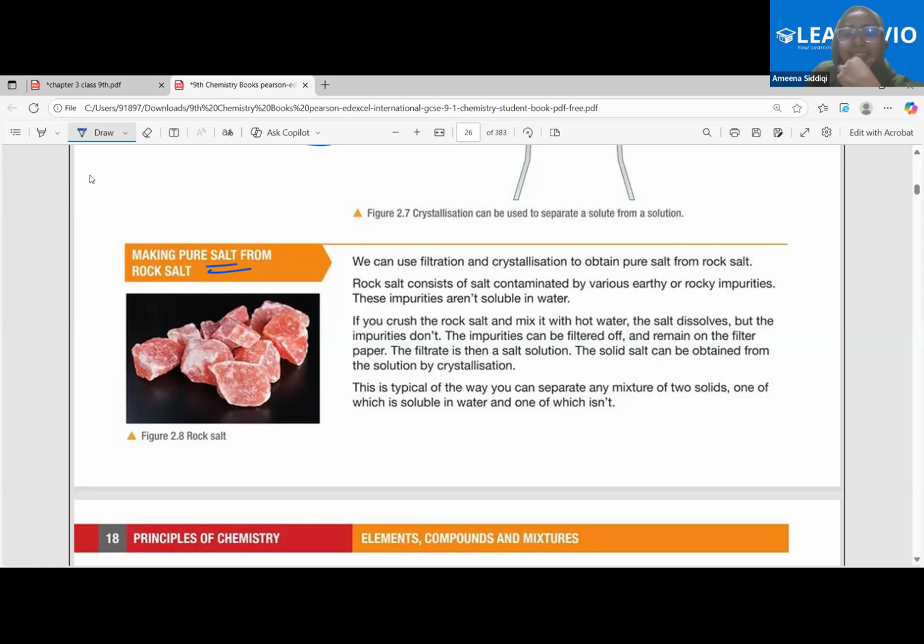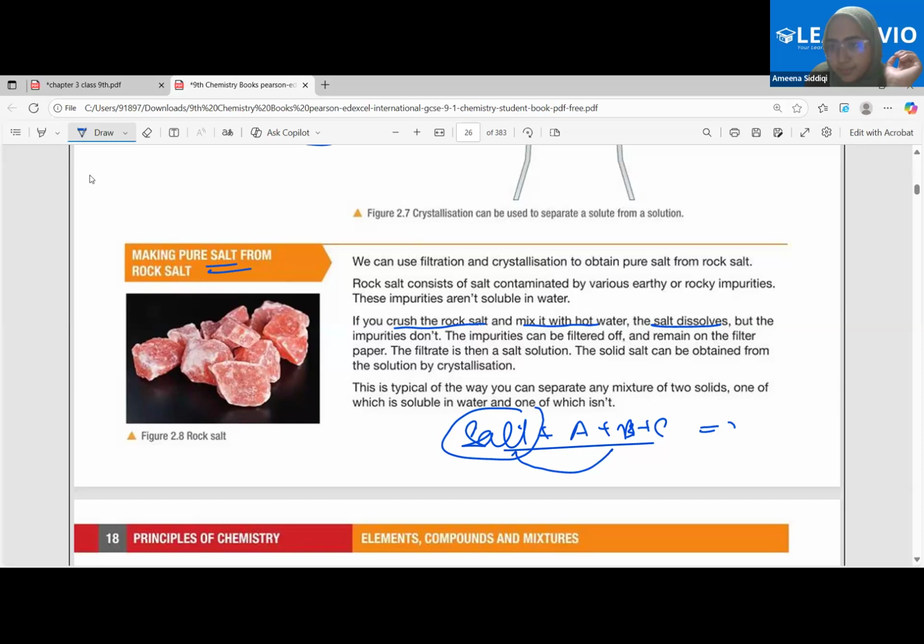By heating the solution. If you collect the rock salt and mix it with hot water, the salt dissolves, right? But let's suppose this is salt and it has A plus B plus C impurities along with it. We just want to get this salt. So when I dissolve this in water, the salt will dissolve, and we will be able to filter the salt from A and B and C separately, right?